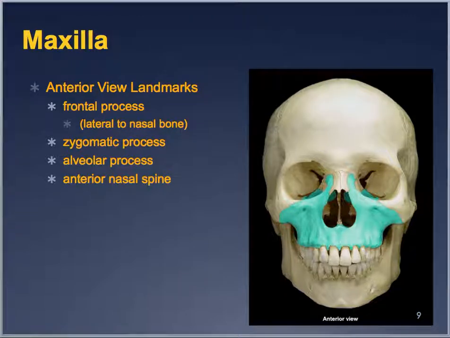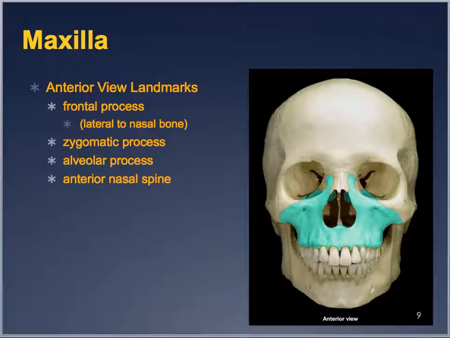Let's look then at the maxilla, our next bone of the face. By the way, both the mandible and the maxilla are single bones. There is only one of them. The maxilla then, from an anterior view, we can identify several of its landmarks.